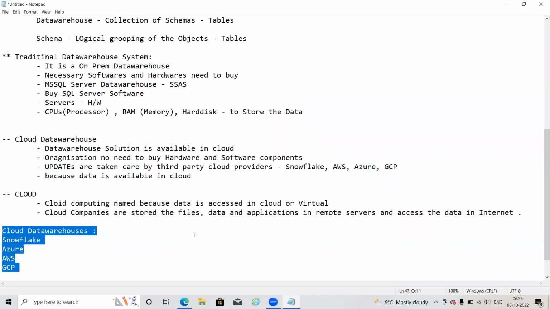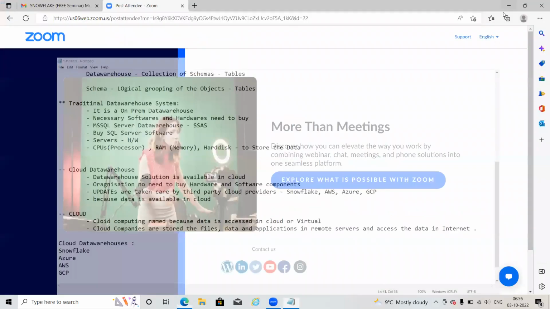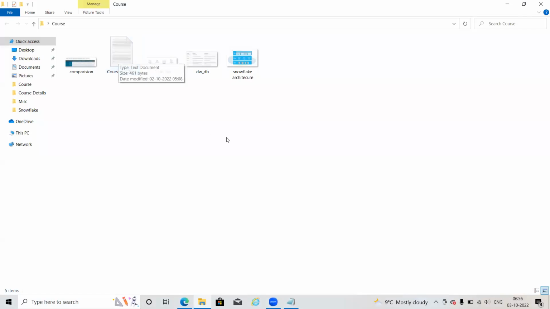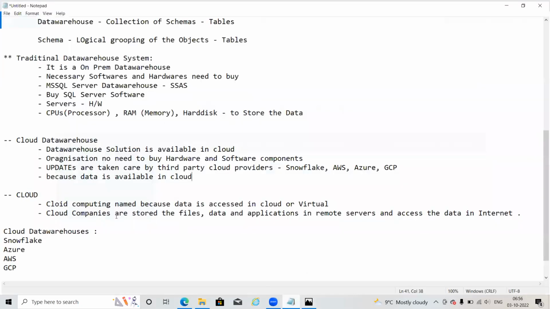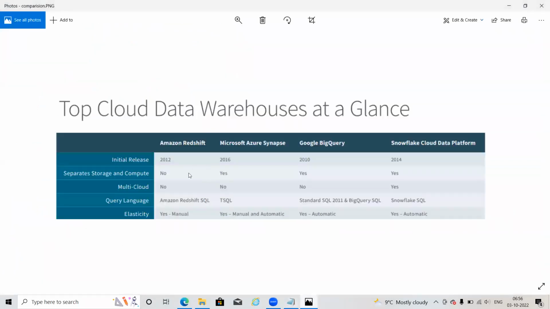Then we can see the high level differences between these cloud data warehouses. This is Amazon, this is Microsoft Azure, this is GCP, this is Snowflake. If you see here, the main thing is the separation of storage and compute, which is involved while executing a query or storing data. We will discuss it as part of our Snowflake concepts. This is a very beautiful feature in the data warehouse. And the multi-cloud concept has been introduced only in Snowflake. This concept is not there in any other providers.